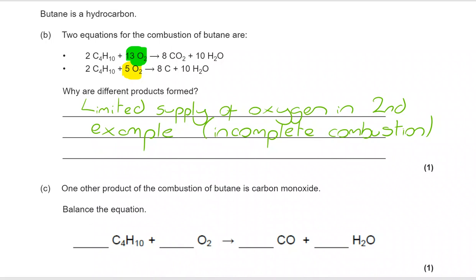So I've got C4, so I need 4 CO. I've got 10 H's, so I need 5 H2O. That now gives me 5 plus 4, 9 oxygens, which means I need 4.5 O2.